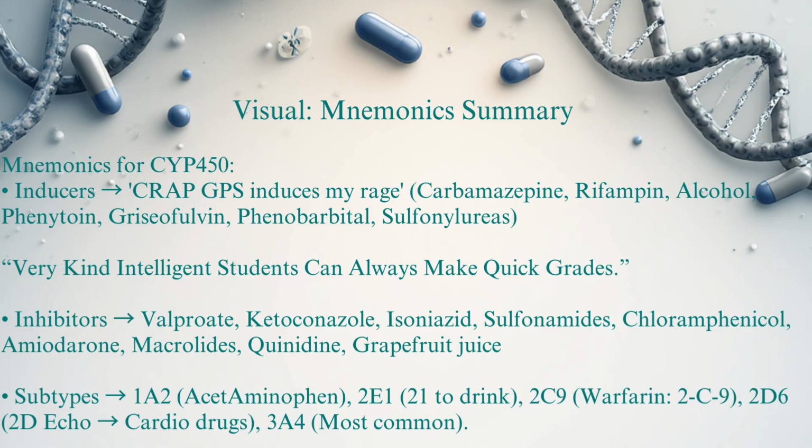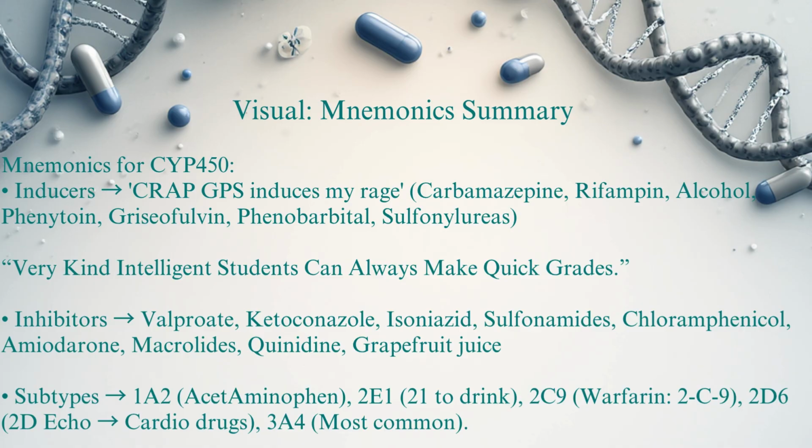CYP2C9 is associated with warfarin. Think of warfarin and the numbers and letter, 2, C, and 9. CYP2D6 is linked to cardiovascular drugs. The memory trick is 2D echo, like a two-dimensional echocardiogram used in cardiology. And CYP3A4 is the most common subtype. It metabolizes the majority of drugs in the body. So if you are unsure which enzyme is responsible and it's not clearly one of the others, CYP3A4 is usually the best guess.